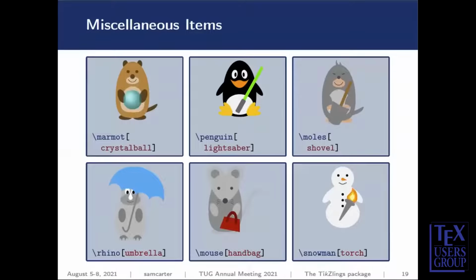And there are many more accessories. Many of them don't fall into neat categories, so here just a few more. For example, a lightsaber, or the rhino holding up an umbrella when it's raining, and the mouse never leaves the house without a handbag.